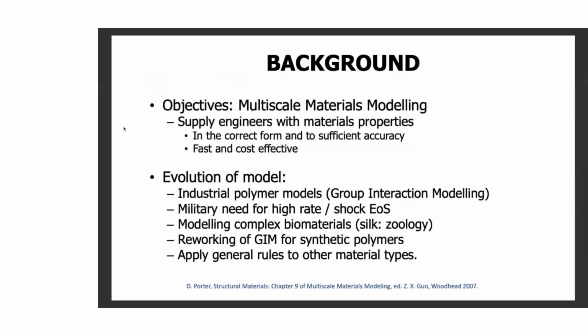Industrially, people want to be able to model the mechanical response of polymers and make a prediction. The military need high rate shock equation of state, but there are also applications such as biomaterials, such as silk, which is a highly crystalline polymer, and things like group interaction modeling have been applied to a number of materials, and again they're trying to extend the range of these kinds of modeling processes.